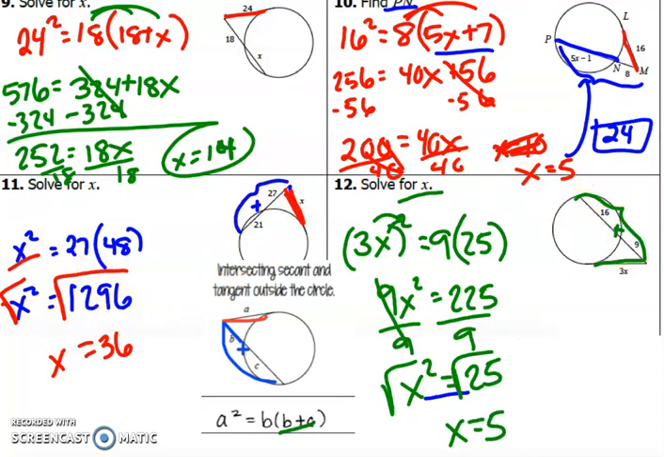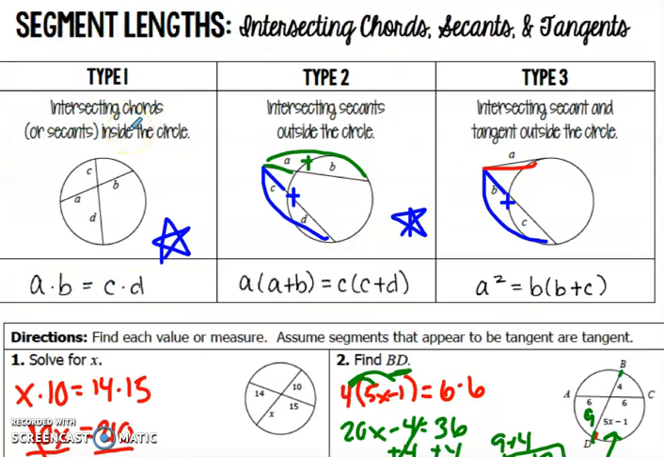Okay, so let's go over the rules again. You can have 2 chords intersecting, or you could have 2 secants intersecting. Like they could be lines. That's okay as well. But if you're talking about segment lengths, you multiply left and the right, multiply left and the right, and then they are equal.